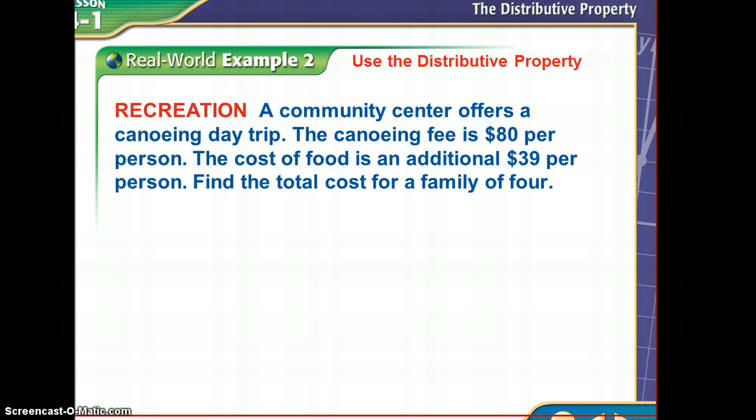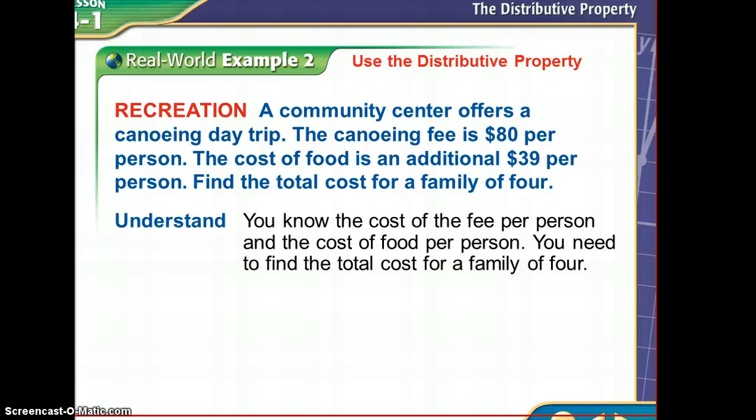Okay, now here's a real-world example. You have a community center. It's offering a canoeing day trip. The canoeing fee is $8 per person. The cost of the food is an additional $39 per person. They would like for you to find the total cost for a family of 4.